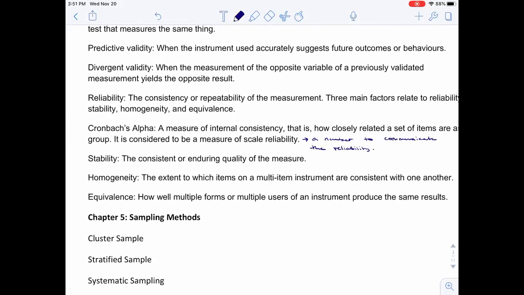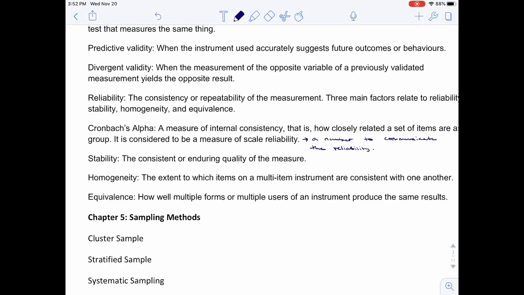So now, talking about these components: the stability, the homogeneity, and the equivalence, and they're all basically the same. Stability is just how stable this measurement is. If you're giving it basically the same answers, are they classifying them as the same, or is it saying, whoa, these answers are so different?